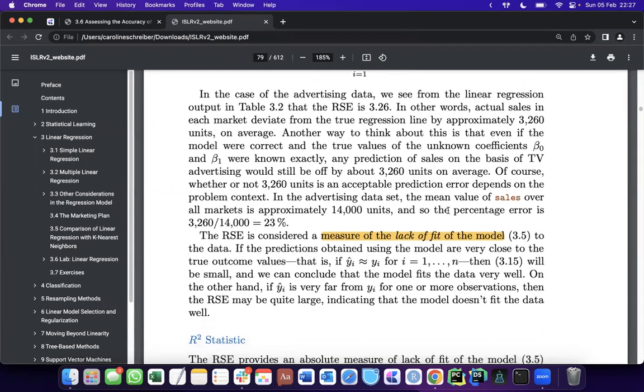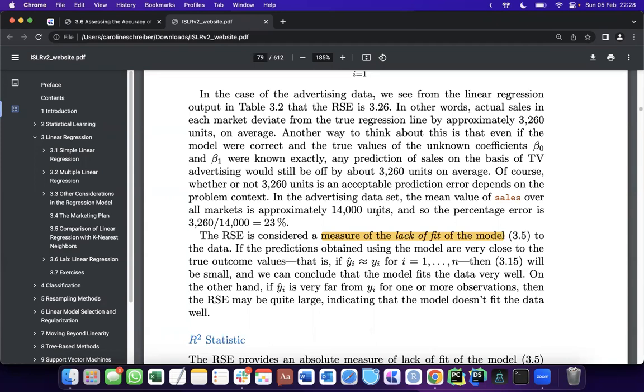So you can get the percentage error, because our mean value is approximately 14,000, then we take that average value over the total mean and get 23%. But even then, is 23% a good model, a bad model? It all depends on your context. Maybe that's really good in the particular field that you're working in, or maybe that's really bad and you need to be within 2% or something like that.